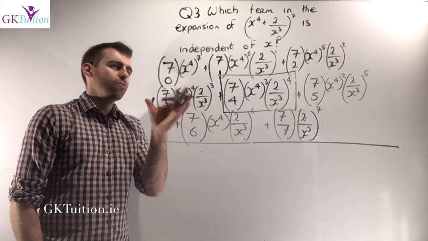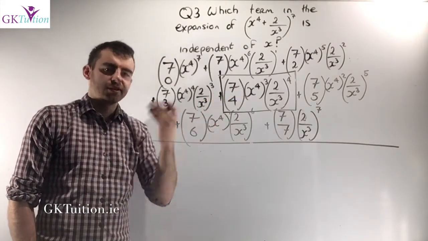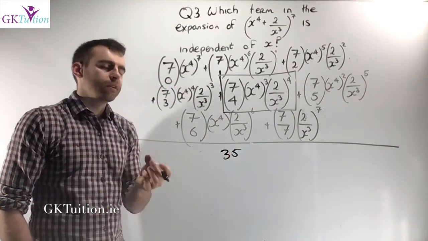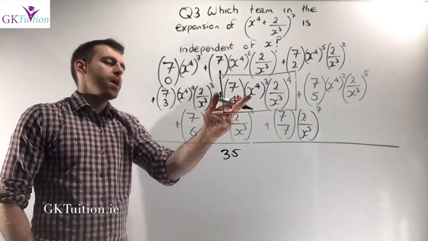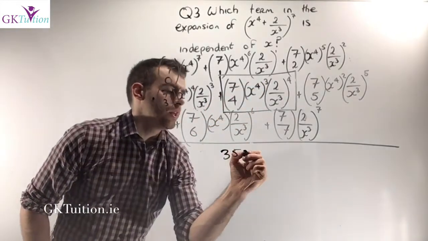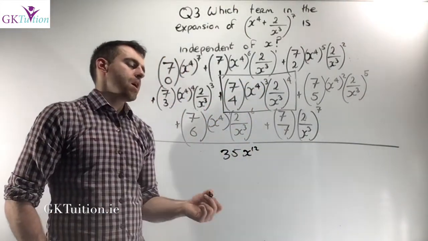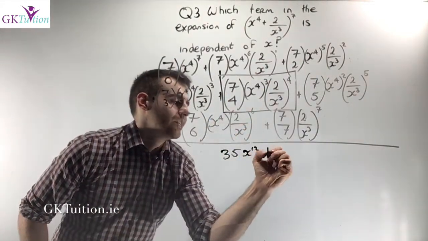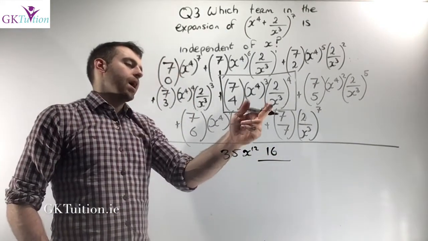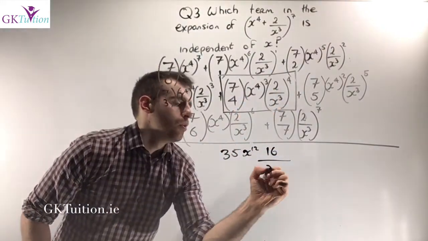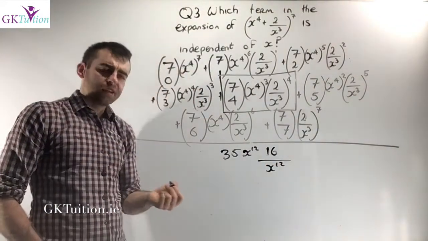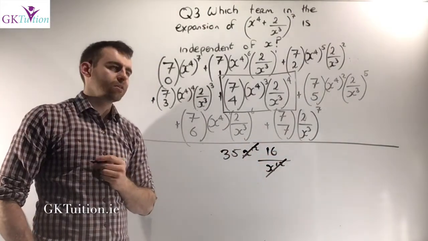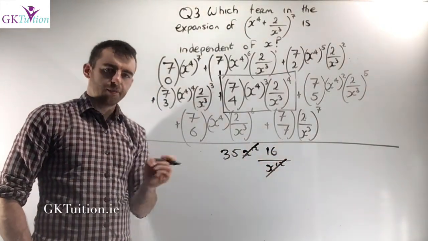So in fact, the only one I actually need to write out is this one. 7 choose 4 gives me 35. If you have 7 things, the number of different ways you could choose 4 of them is 35. X to the power of 4 to the power of 3 is x to the power of 12. And then this is going to become 2 to the power of 4 on the top. 2 by 2 by 2 by 2 gives me 16. And on the bottom, it's going to be x to the power of 3 to the power of 4, which is x to the power of 12. And then just look at what's going to happen here. X to the power 12 on the top and x to the power 12 on the bottom are going to cancel. So all I need to do is multiply 35 by 16.